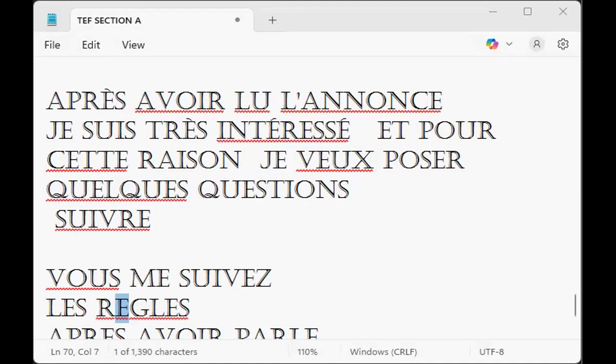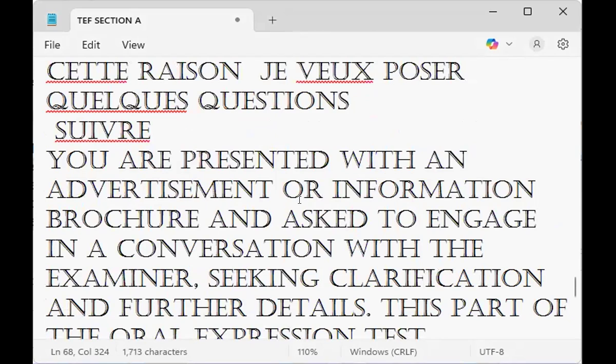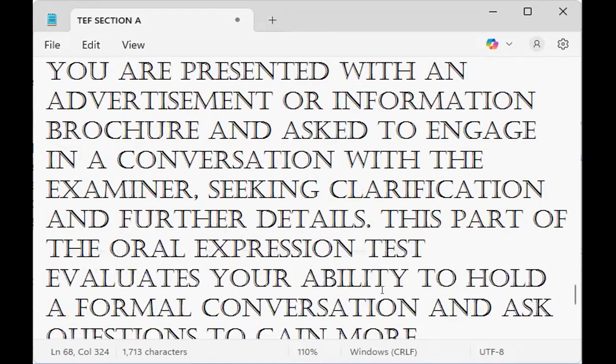You are presented with an advertisement or information, brochures, and asked to engage in a conversation with the examiner. You're seeking clarification. Pen down, please. For example, you want to learn French. So you have seen the advertisement, and you ask what is the fee structure, the duration of the class, right? C'est votre questionnaire. On doit poser les questions. But obviously, we have an opening for that.